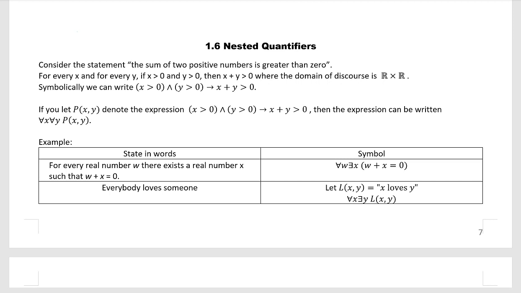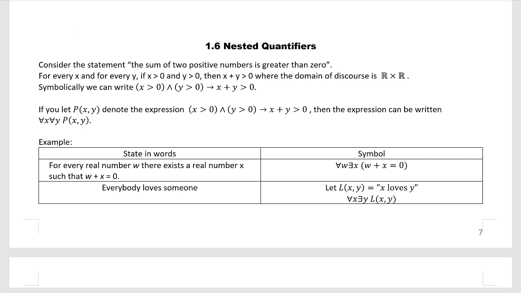Consider the statement: the sum of two positive numbers is greater than 0. For every x and for every y, if x is greater than 0 and y is greater than 0, then the sum of x and y is greater than 0, where the domain of discourse is the real numbers, Cartesian products with real numbers. Symbolically, we can write x greater than 0 and y greater than 0 implies x plus y is greater than 0.